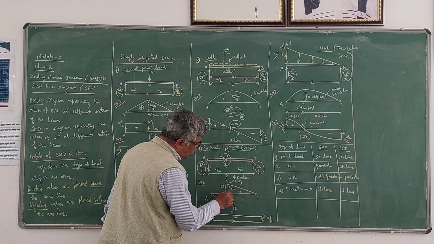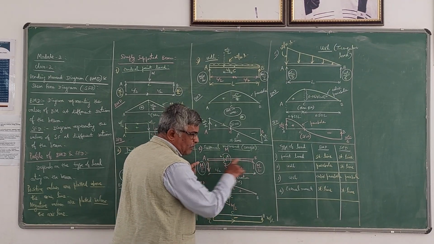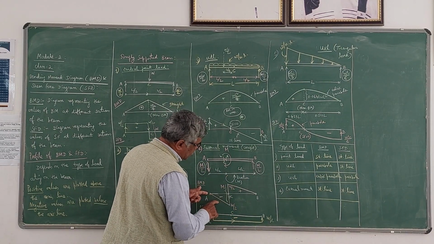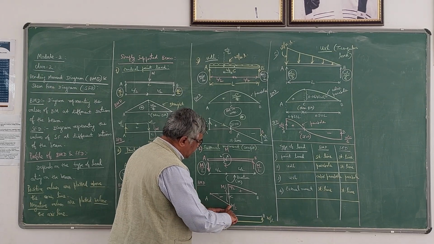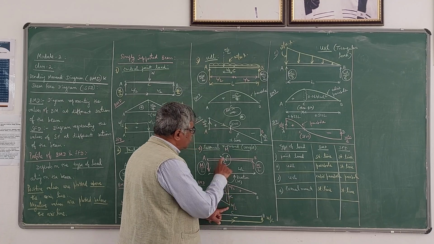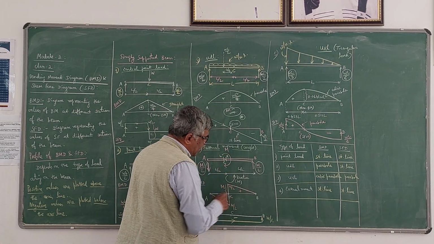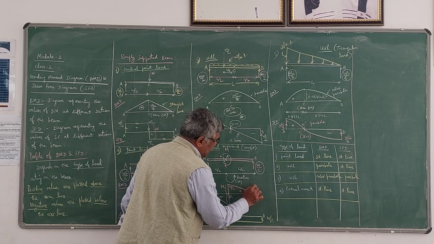So both the values you have to plot at C only. Since I am moving from the left side, first I have to plot the negative value, minus M by 2, then plus M by 2. The total here will be M, which is equal to the moment given at that point. Then join them by a straight line. So it is a straight line.